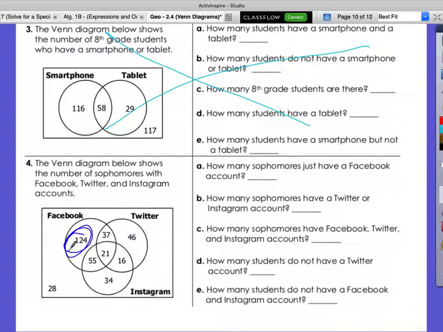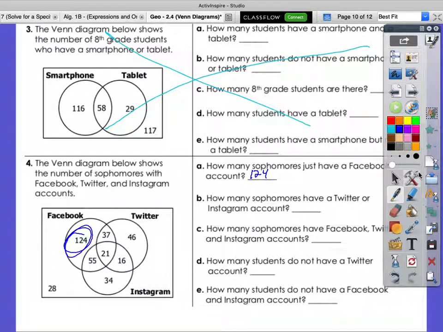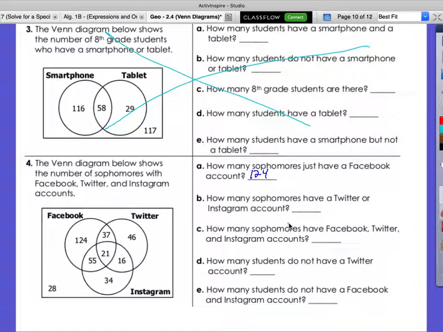124. Right there. Only Facebook. There's no overlap there. How many sophomores have a Twitter or Instagram account? Twitter or Instagram. So all of Twitter plus all of Instagram. So raise your hand if you want to tell me the numbers we're going to add together here. Okay, Rachel. And there's actually going to be more, because do these people have Twitter? Yep. Do these people have Twitter or Instagram? Yep. Do these people have Instagram? Yep. We're going to add up all 6 of those numbers.